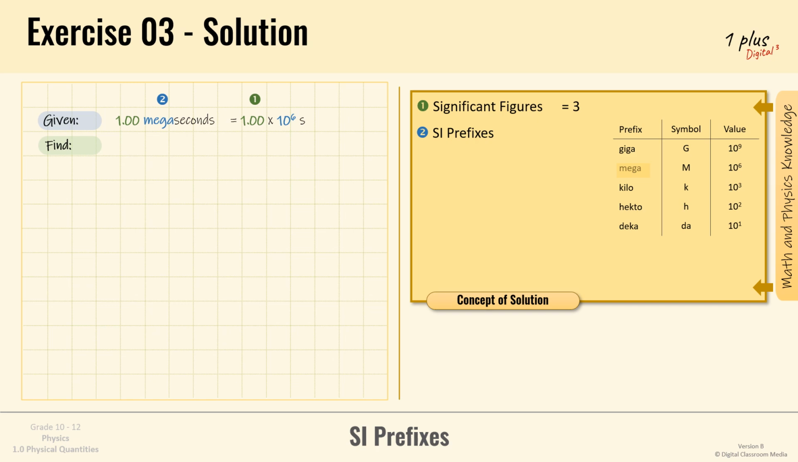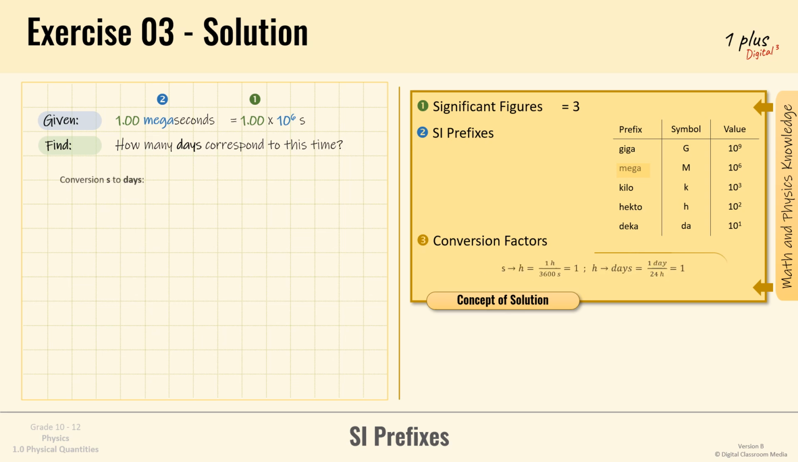Now we come to the actual conversion. We want to know how many days correspond to this amount of time. At first, the time is given in seconds. Therefore, we must change the unit. For this, we need conversion factors. We proceed step by step. First, we convert seconds into hours. 1 hour has 3,600 seconds.